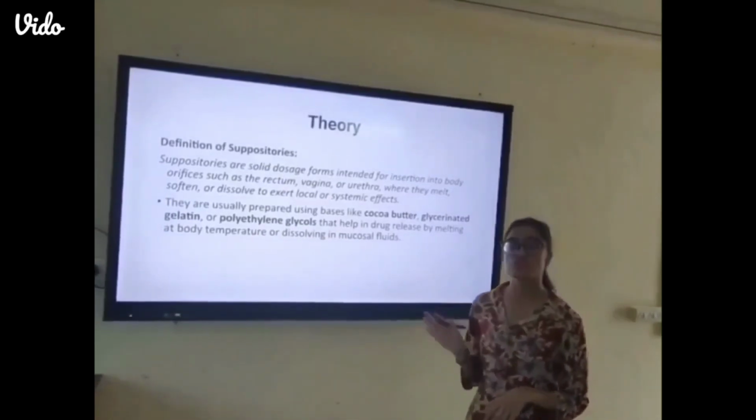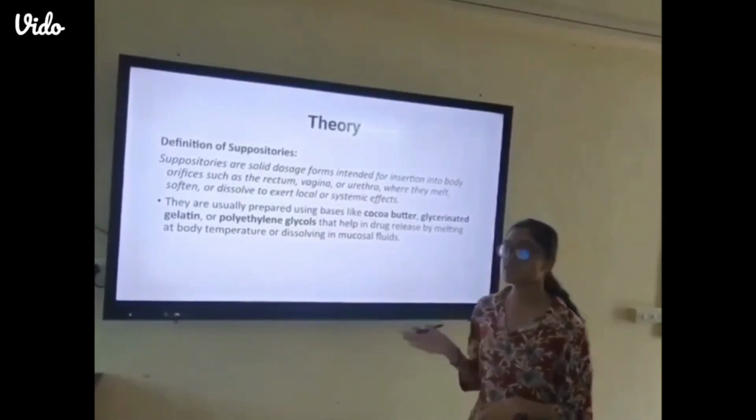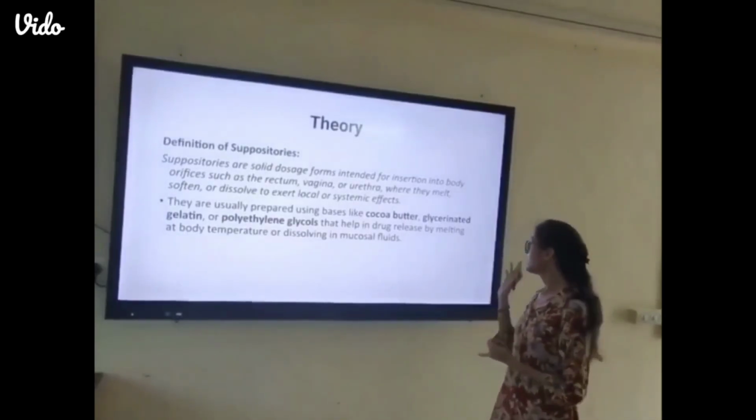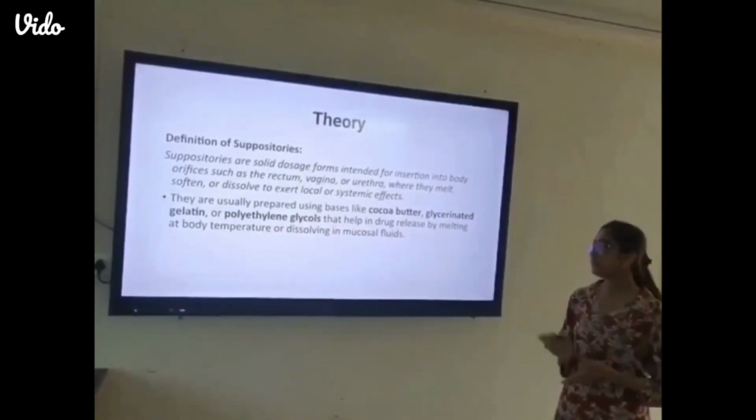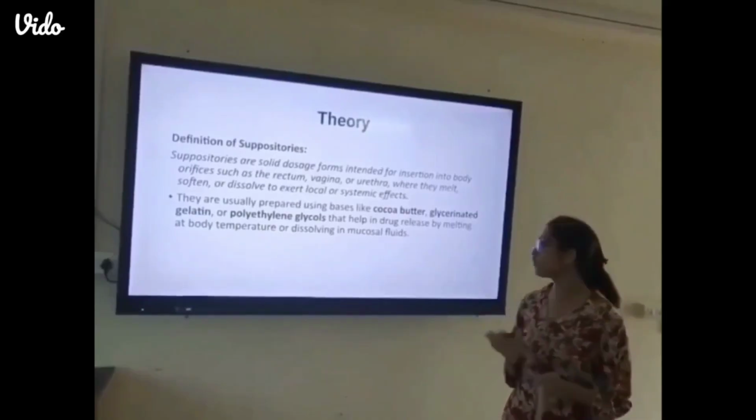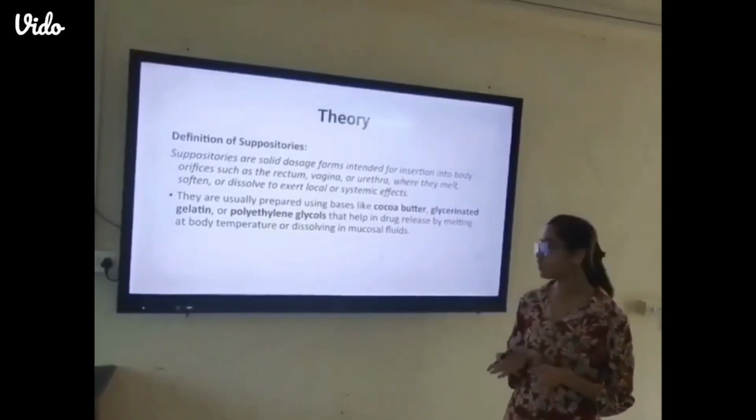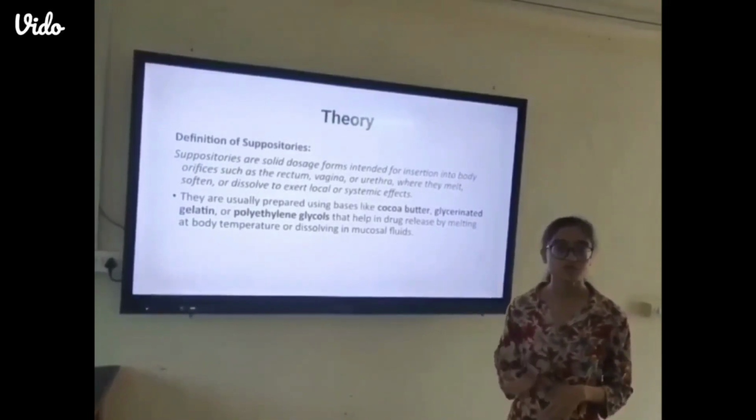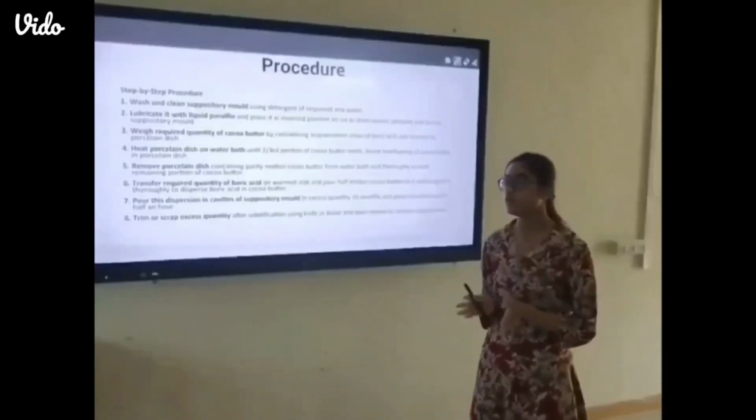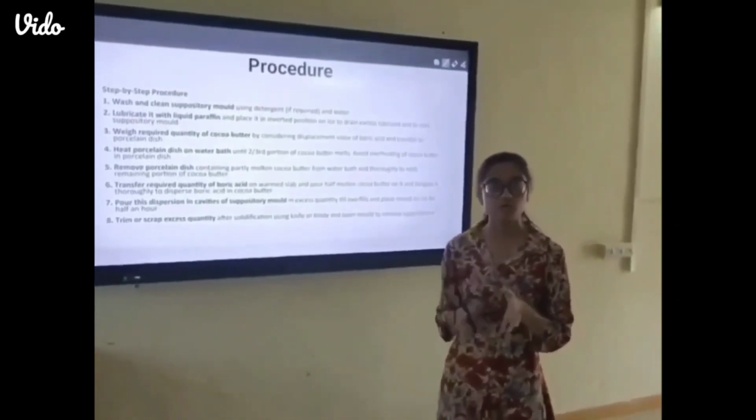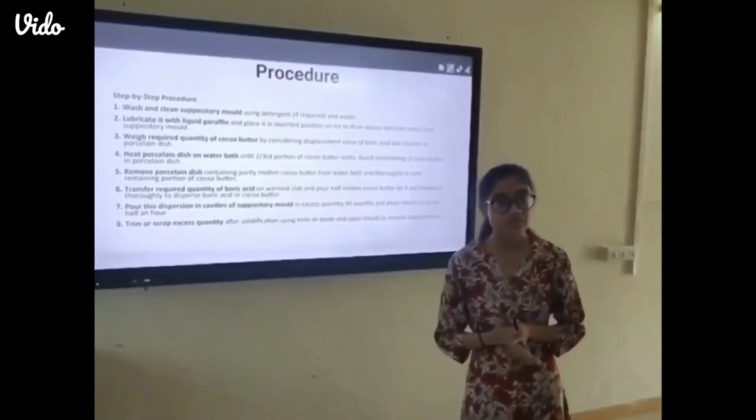Now, how are suppositories prepared? They are usually prepared using bases like cocoa butter, glycerinated gelatin or polyethylene glycols that help in the release of the drug by melting at body temperature or dissolving in the mucosal fluids. We will understand the step-by-step procedure of how to formulate the suppositories in the lab.